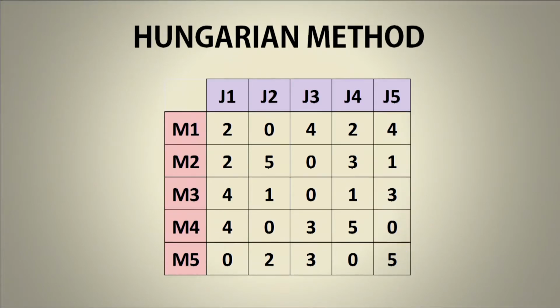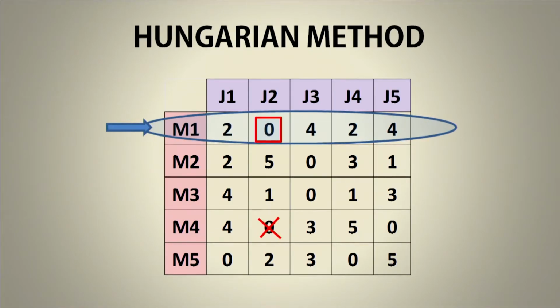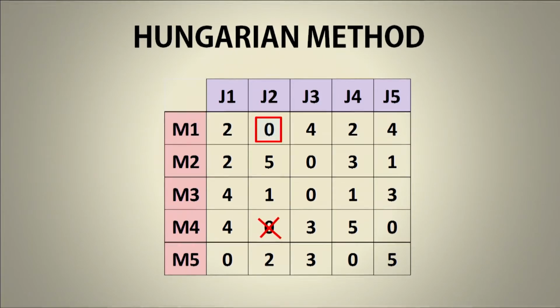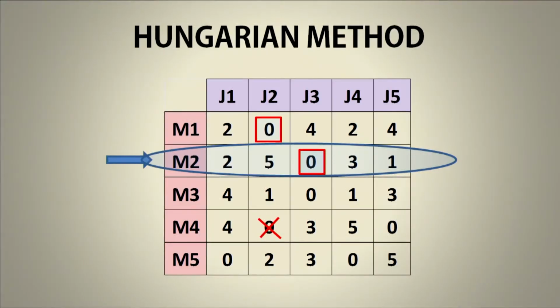Choose the row or column having only 1 zero. Since row 1 has only 1 zero, let us choose this row. Mark the 0 in this row. Block the other 0 elements in the marked column. Now, row 2 contains a single 0. Let us choose this row. Mark the 0 in this row. Block the other 0 elements in the marked column.